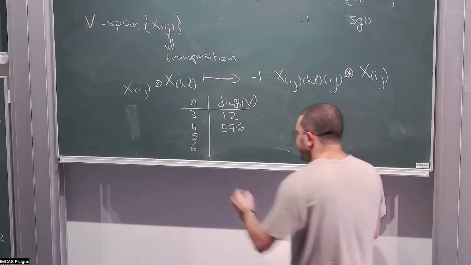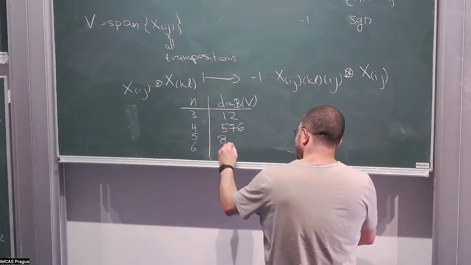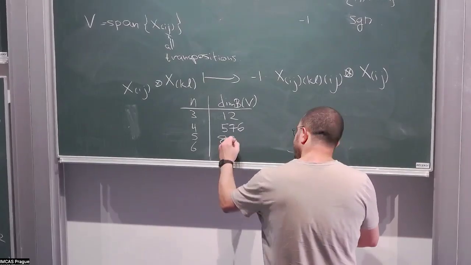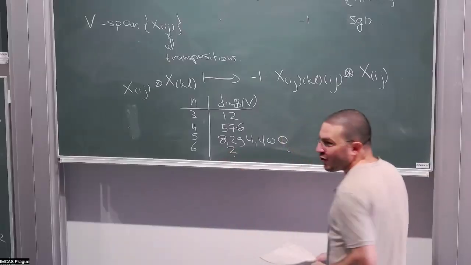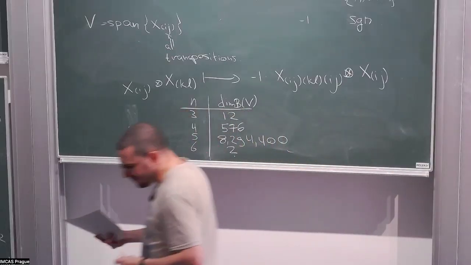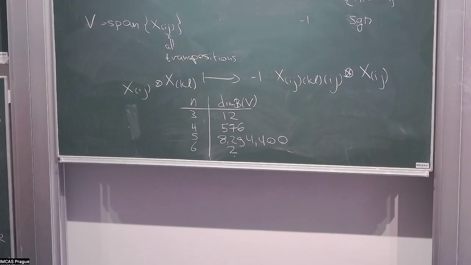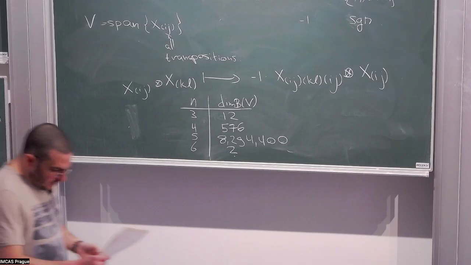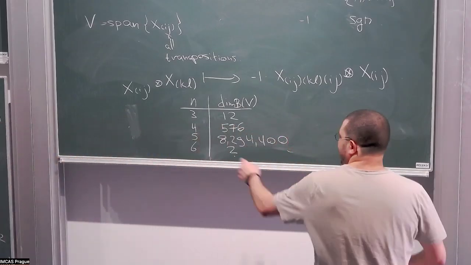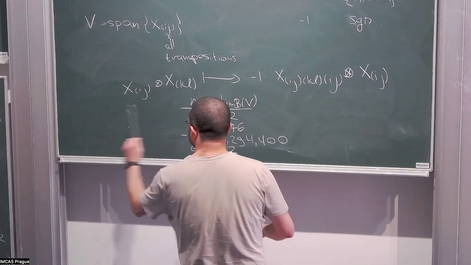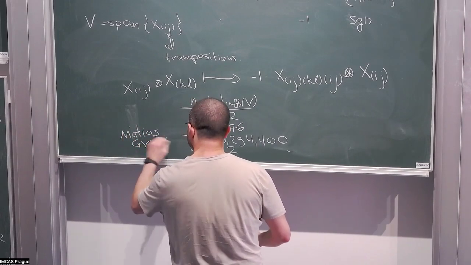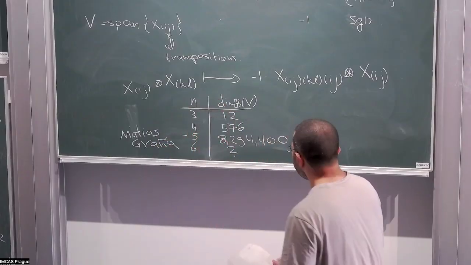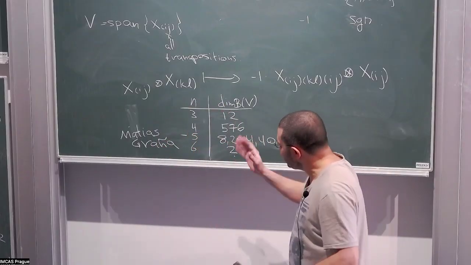N is equal to 5. This is what you all assumed, of course. It's 8,294,400. And for 6 and above, this is open. So we don't even know if the Nichols algebra is finite dimensional. If it is, the dimension will probably go up exponentially. That's the way that this game works. The dimension for 5, I should mention, was done by Matthias Graña. It's not even clear in dimension 6 and above.